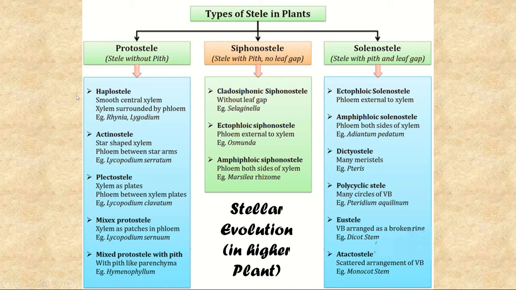Here a smooth central xylem is present and the xylem is surrounded by the phloem, and here the phloem ring is a continuous ring, right, in the haplostele. Then the actinostele has a xylem, but this xylem is a specialized shape, a star shaped xylem, right, and phloem between the star arms. So here the phloem ring is not continuous. Here phloem is present between the two arms of the xylem, right?